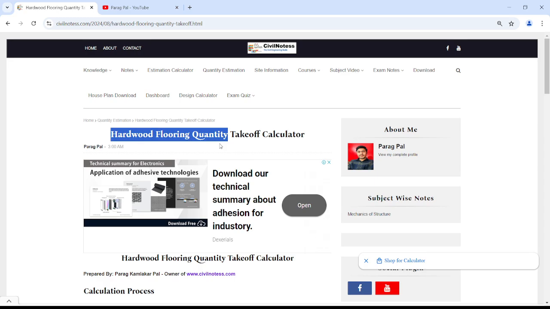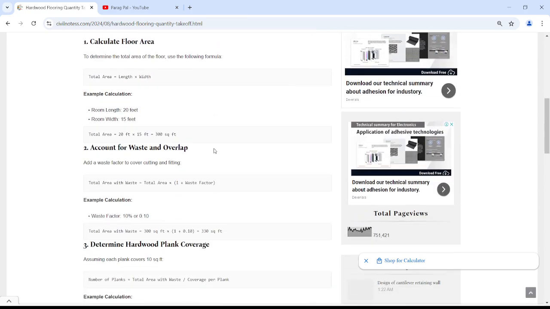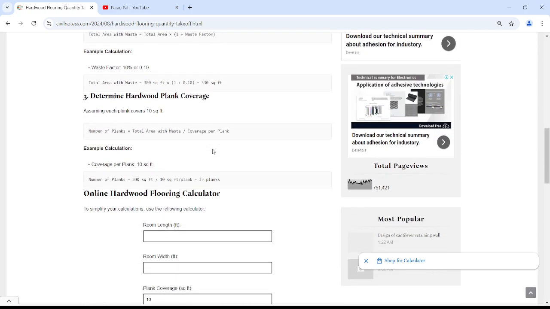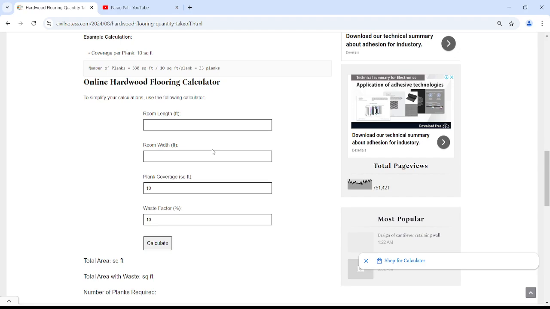So for that, I have created the calculator and the easy calculations to understand how you can use this calculator to go ahead with these calculations and do your proper construction work.